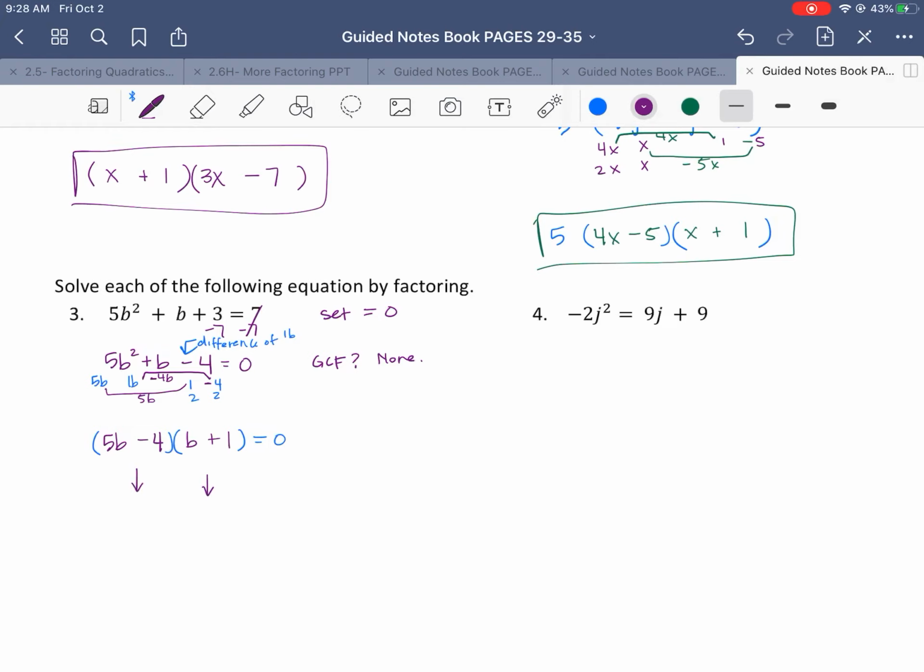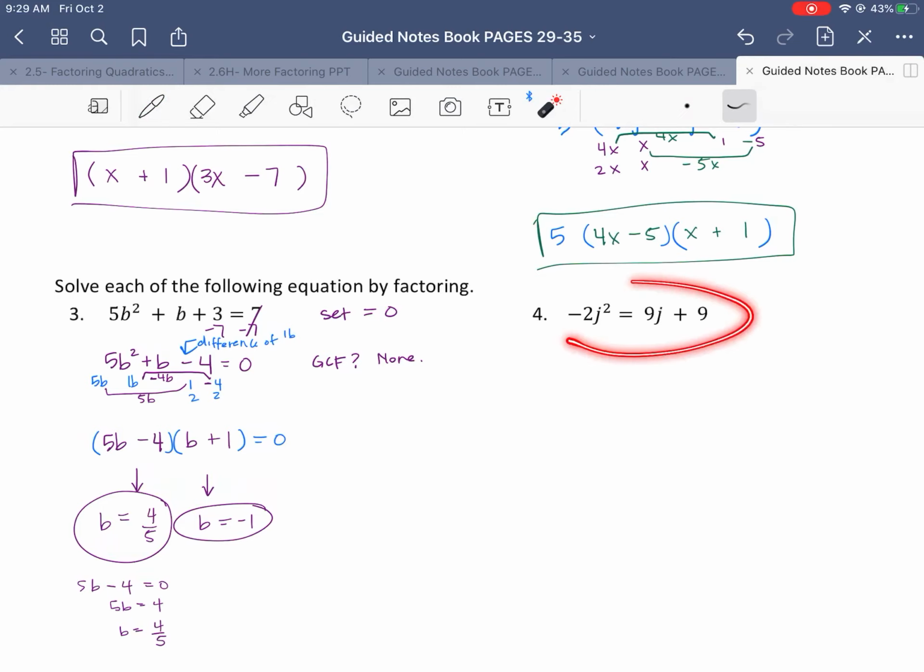And then to solve, again, remember we just look at each factor separately, and we say what value would make it 0. So b is equal to negative 1, because negative 1 plus 1 would be 0. And b on this side is equal to 4/5, because 5 times 4/5 would give us 4, and 4 minus 4 would be 0. Again, if you're not good with those fractions, just take that little piece, the 5b minus 4, set it equal to 0, and then solve. So add the 4 to the other side, divide by 5, and that's where that 4/5 will come in.